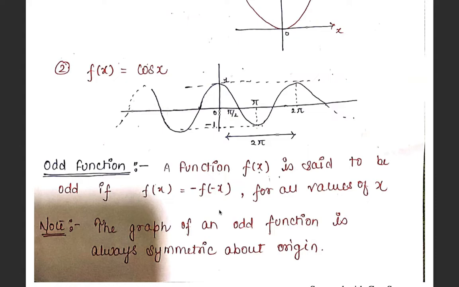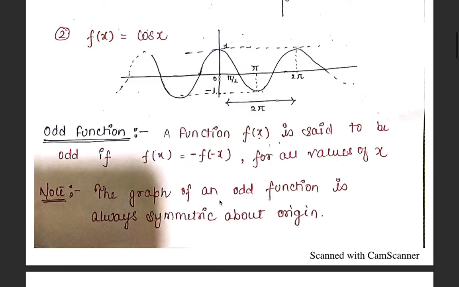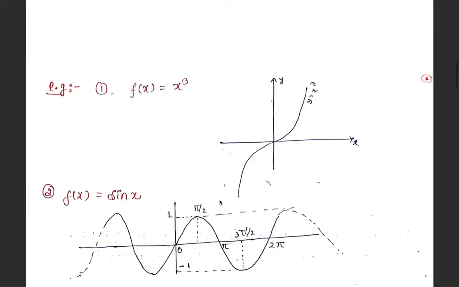Next, let us discuss the odd functions. We know that a function f is said to be odd if f of x is equal to minus f of minus x. That is, if we replace x by minus x, then we are going to get the same function but with a negative sign. For example, let us take f to be x cube. Clearly, if I am substituting x as minus x, then I will be getting minus x cube.